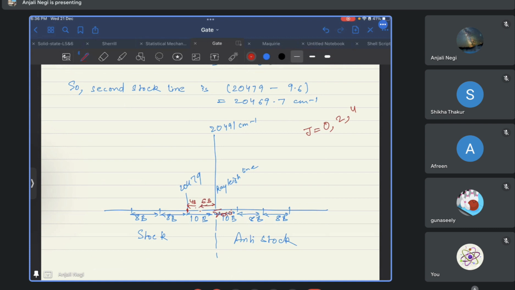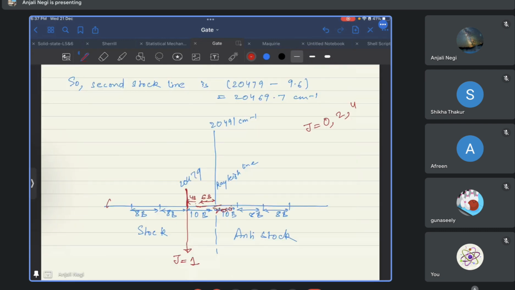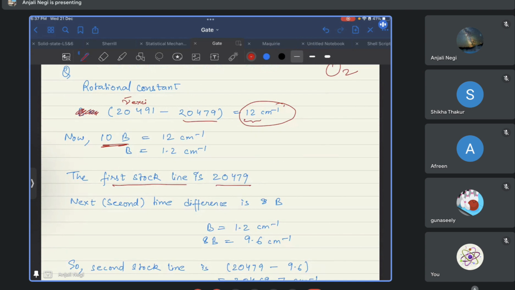So this particular first Stokes line, which was observed at J equal to 1, is 6B plus 4B, so 10B. As a whole it was up to 10B. So if I take the difference, it should be equal to 10B. So 10B is equal to 12 centimeter inverse, so this B will be 1.2 centimeter inverse. So this is part 1 that we have solved.